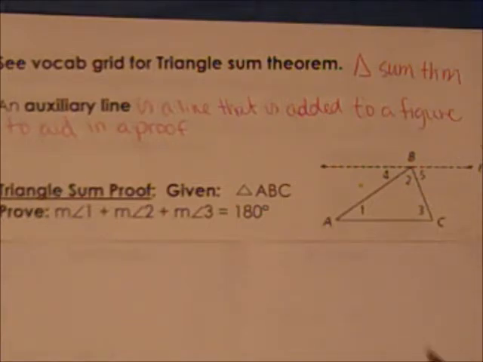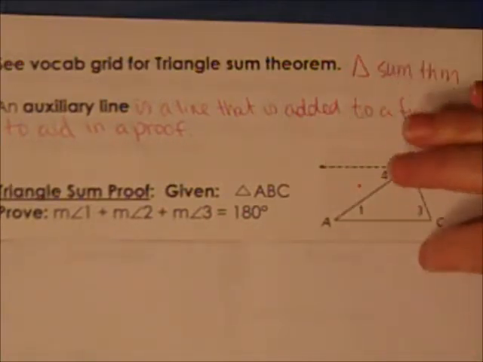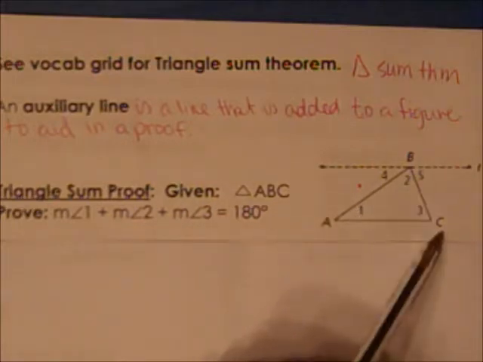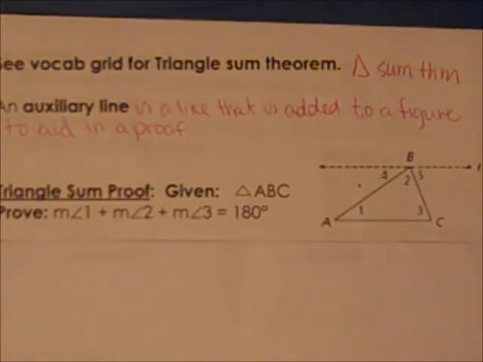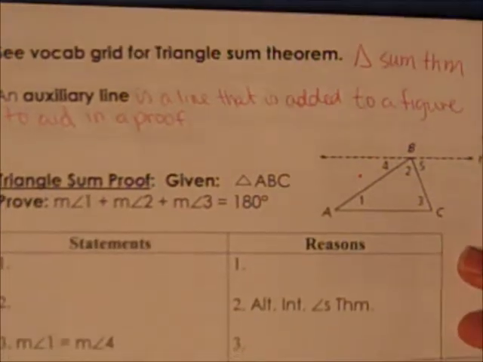Okay, so here, this diagram right here is the only thing that was given to us. This triangle ABC with angles 1, 2, and 3. I drew in line L, which added these angles 4 and 5 to help us in this proof. Okay, so I want to prove that the angles 1, 2, and 3 add up to 180. Now, this is the triangle sum proof, so I can't just say, oh yeah, triangle sum. Okay? Alright, so let's look at this here.